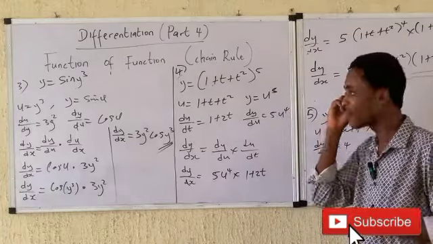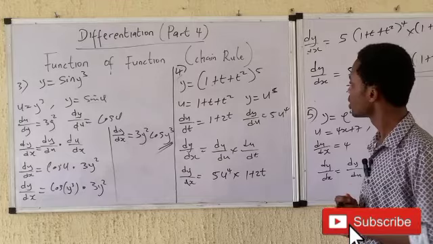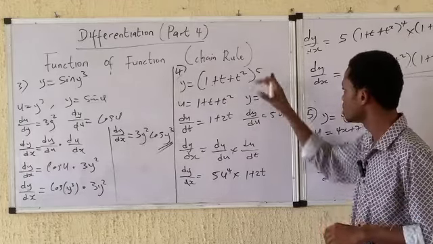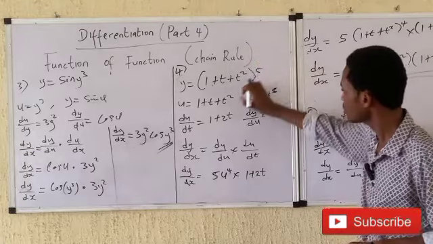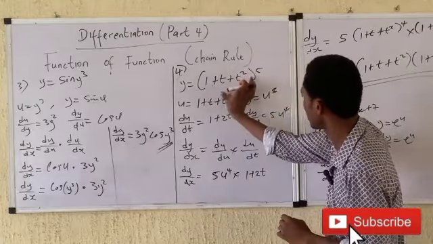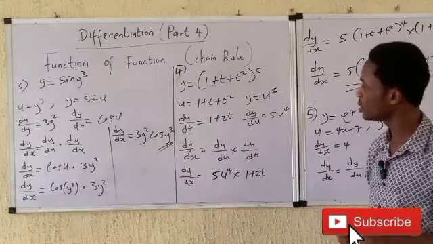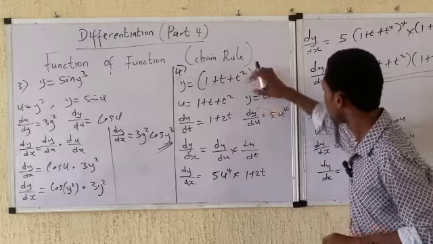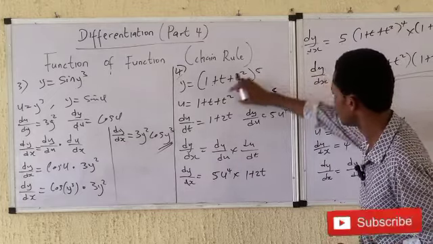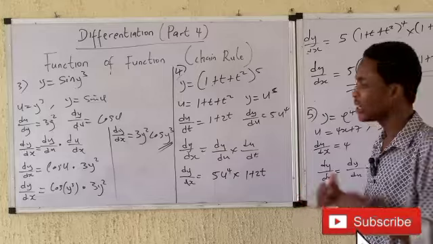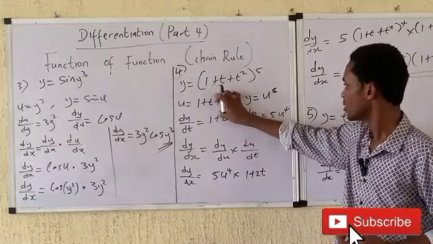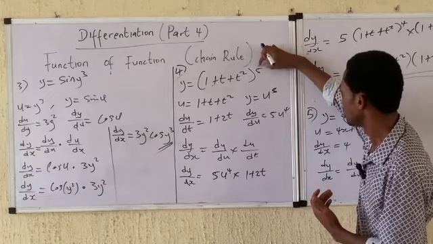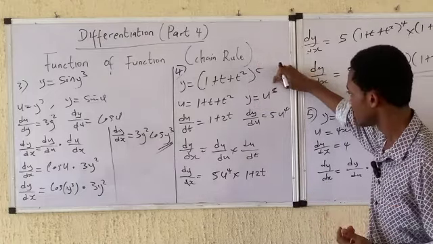Now question number 4. y equals bracket open 1 plus t raised to the power 2 bracket close raised to the power of 5. Now we'll take the bracket as our u, which will give us u equals 1 plus t raised to the power 2. We say let u be this one. So now y equals u raised to the power of 5.